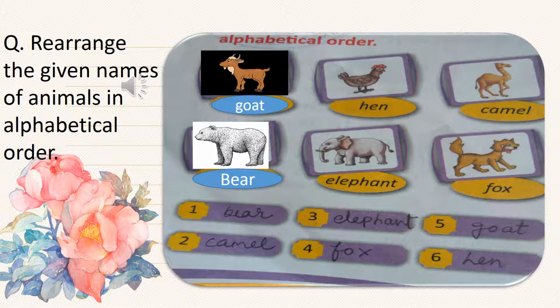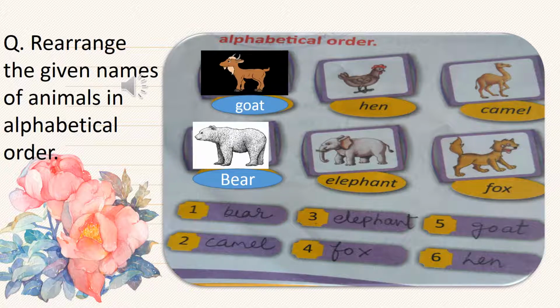Now what you have to do in this? I have given the names of 6 animals: goat, bear, hen, elephant, camel and fox. You have to arrange these in proper alphabetical order.